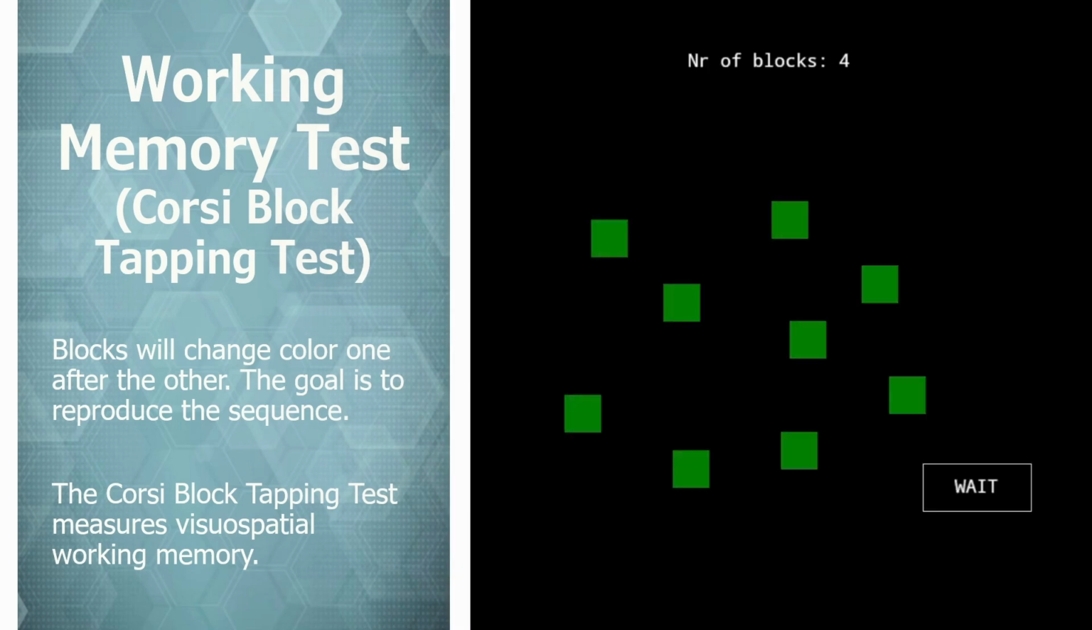Let's have a look at the Corsi block tapping test in action. Here we have a sequence of 4 blocks, which is successfully reproduced by the subject. The next video shows a sequence of 6 blocks, which is also successfully reproduced.